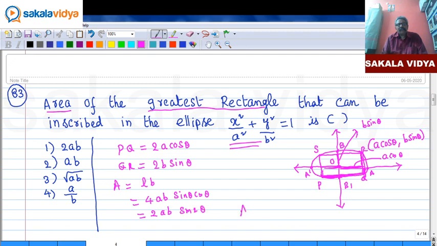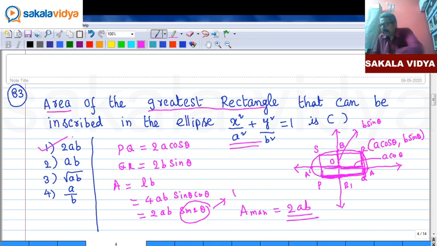What we can find out? The maximum area. What is the maximum value of sin 2 theta? That will be 1. So 2AB is the answer. So the first option will be the right option.